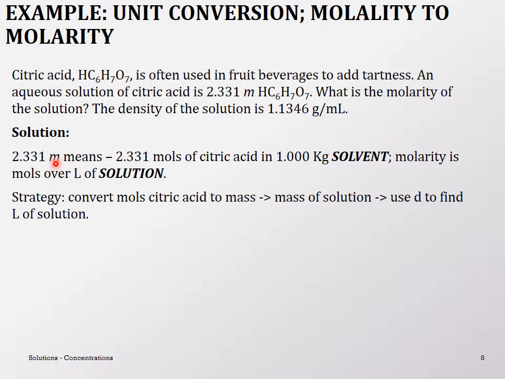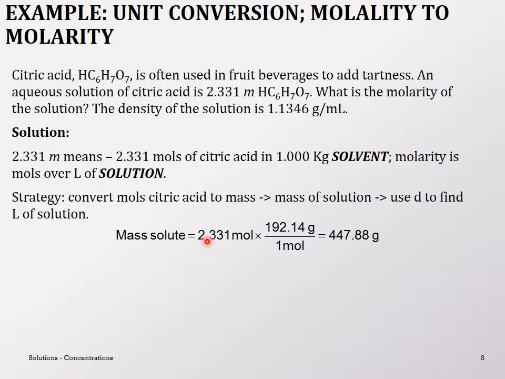2.331 molal means that you have 2.331 moles of citric acid in 1 kilogram of solvent. Molarity, however, is given in solution. It's not given in solvent. So our strategy has to be that we convert the moles of citric acid to mass, find the mass of the solution, and then use the density to find the liters of solution, because that's where we need to go. We need to find the moles over the liters of solution. So that's going to be our strategy.